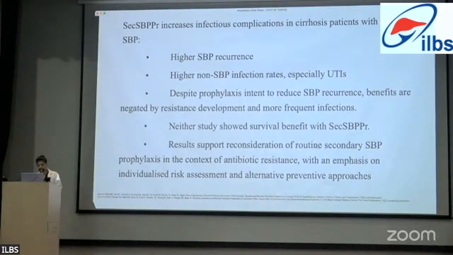Bajaj et al. have suggested that secondary prophylaxis of SBP is associated with higher incidence of non-SBP infection rates, especially UTI, and the secondary prophylaxis is leading to higher SBP recurrence thereafter. Despite the intent to reduce SBP recurrence, benefits are negated by resistance development and more frequent infection. Neither study showed survival benefit with secondary prophylaxis of SBP. Results support reconsideration of routine secondary SBP prophylaxis in the context of antibiotic resistance, with an emphasis on individualized risk assessment and alternative preventive approaches.